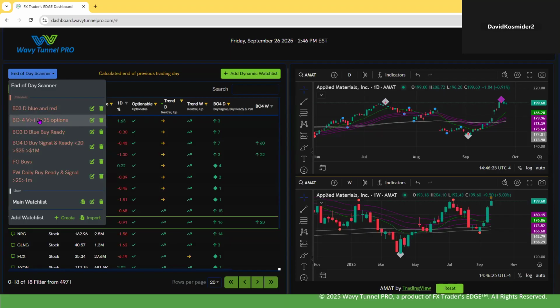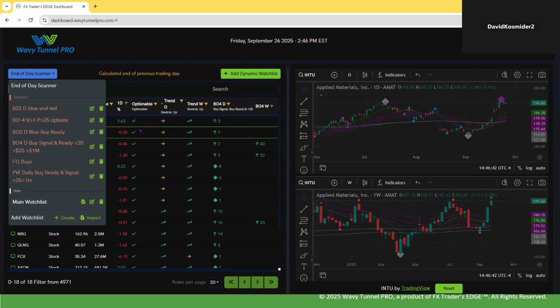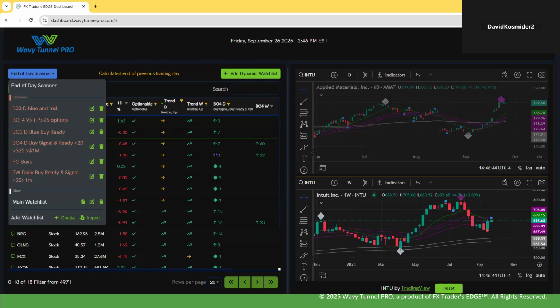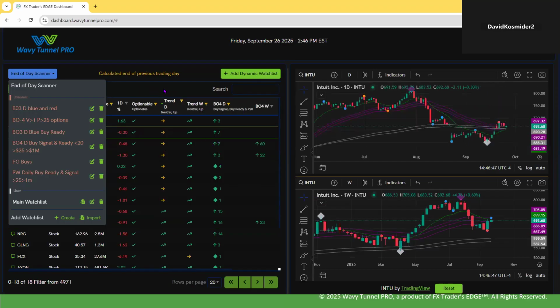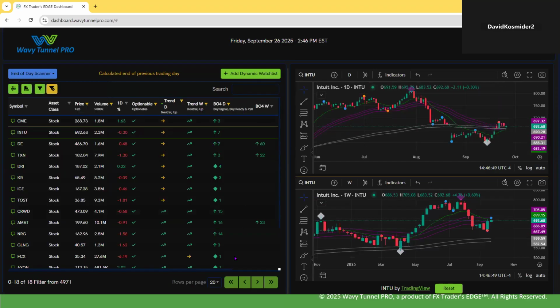I set it up twice because I was teaching it. This is what I have coming to me every night. It's exactly the same scan, but I just set it differently: breakout 4, volume greater than 1 million, price greater than 25, options. So every single night I get an email with these setups. That's terrific.